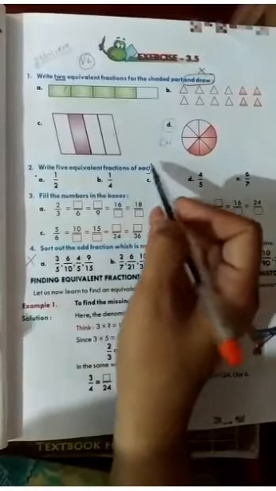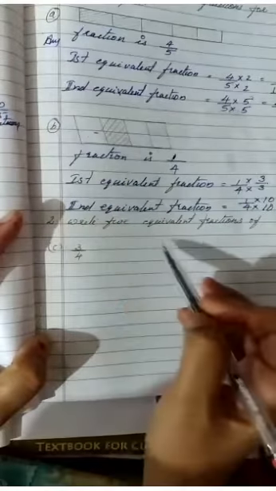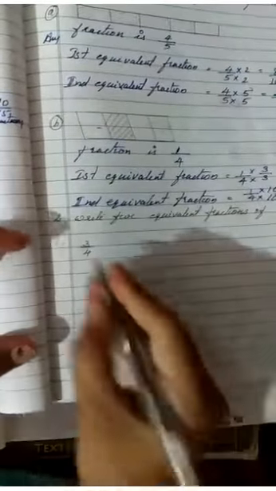Then video number 3: write 5 equivalent fractions of each. You are given some fractions here. You have to write 5 equivalent fractions of each fraction. So I am going to do the C part question, 3/4. How can we write the equivalent fractions? In the previous question we wrote only 2 equivalent fractions, but here we need 5 equivalent fractions. So we can start with 3/4.